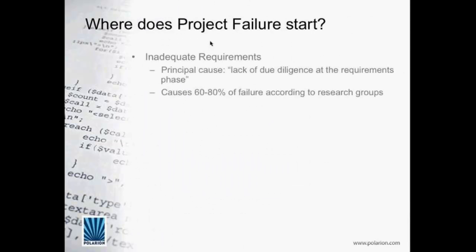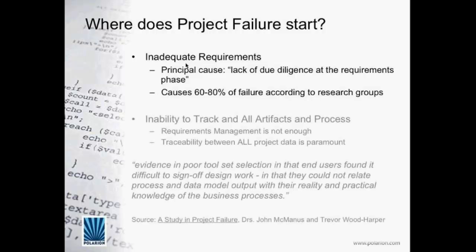Well, where does this project failure start? Several industry groups have concluded that 60 to 80% of project failure begins with requirements, inadequate requirements. And even if we look at some specific failures, we see that because there isn't enough due diligence in the requirements elicitation phase, in the review and approval stage, we start developing a product that doesn't match what our customers need. And again, Polarian is designed to be a solution to that problem.